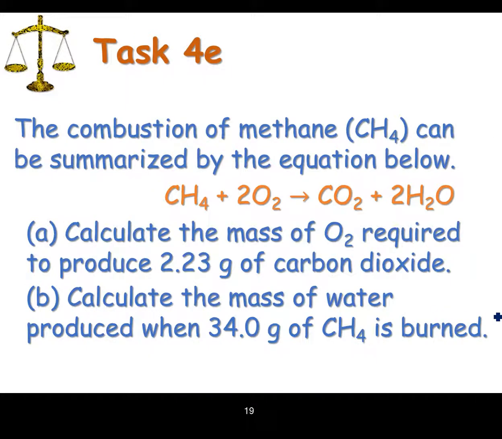So your next task is look at this reaction, calculate the mass of oxygen required to produce 2.23 grams of carbon dioxide, and then your second task is find the mass of water. So you're going to have 2 different stoichiometry problems.